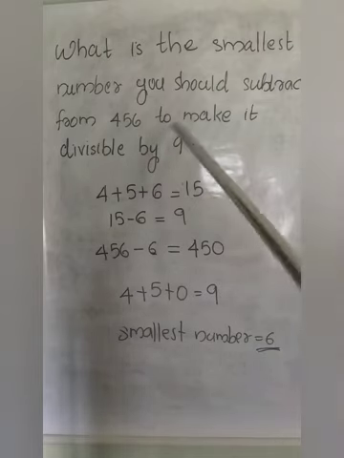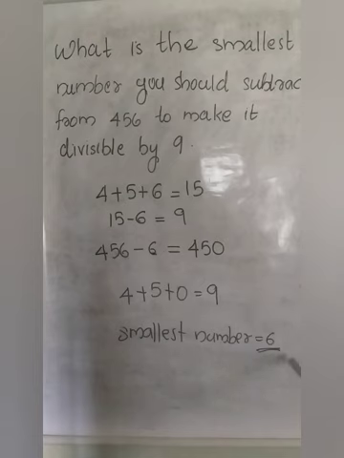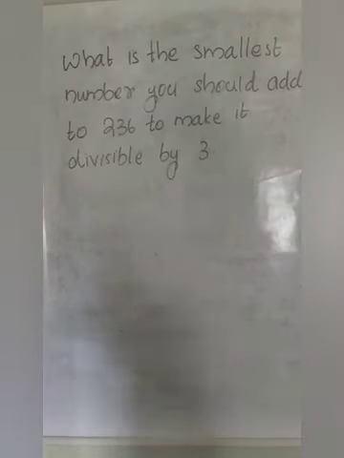So in order to make 456 divisible by 9, which number do we need to subtract? 6. 6 is the smallest number we need to subtract, so that the given number can be changed to a number divisible by 9. Next question.